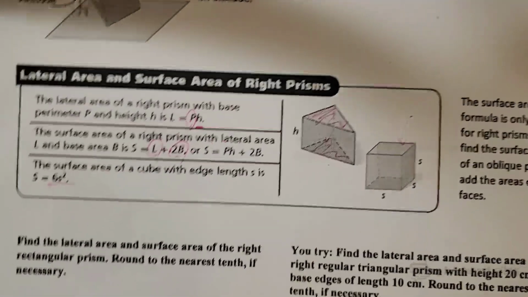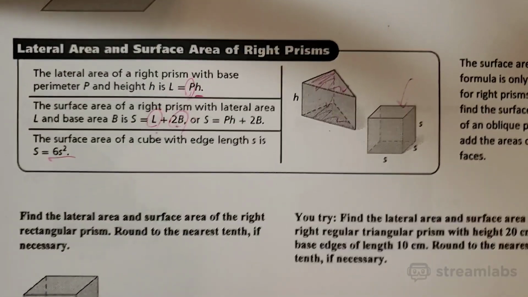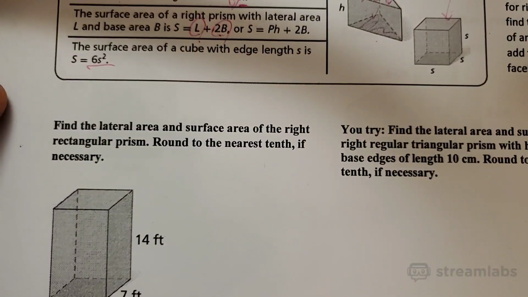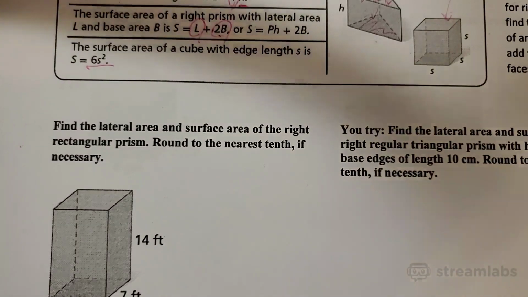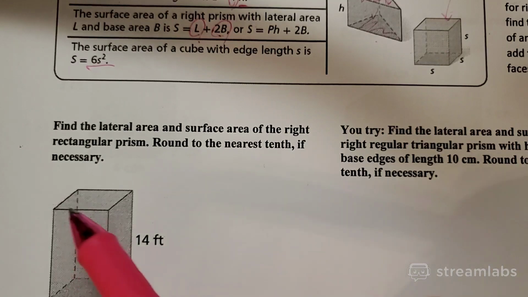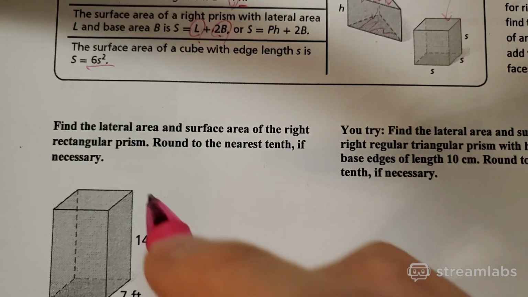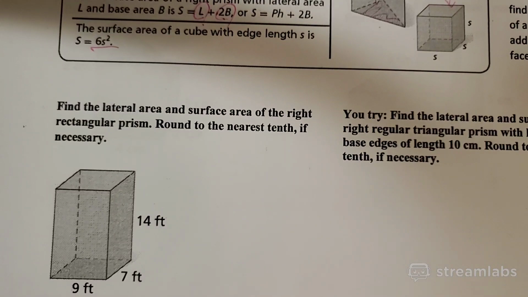All right. Let's look at the next part. We're going to find the lateral area and surface area of the right rectangular prism. Round to the nearest 10, if necessary. It should be relatively simple. You can actually add all the faces, so it won't be that hard. But since we're learning this new formula, let's try to use it, okay?